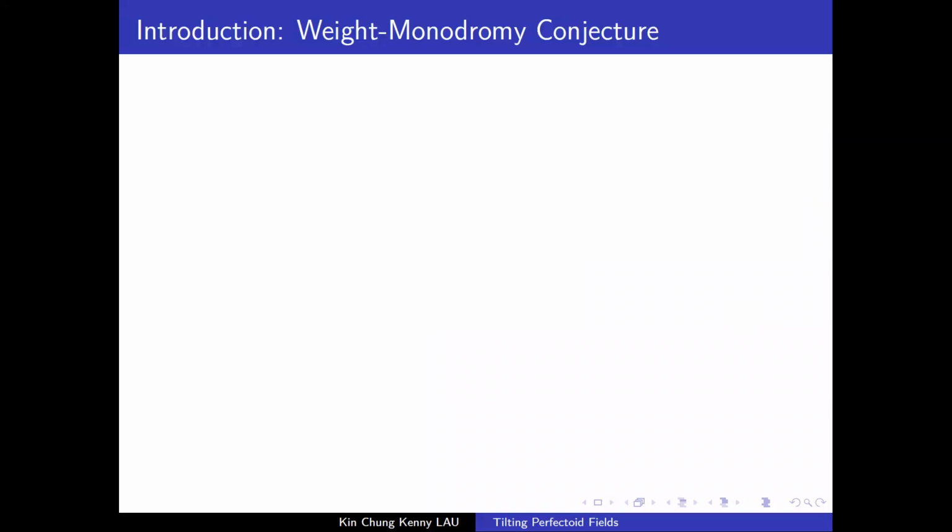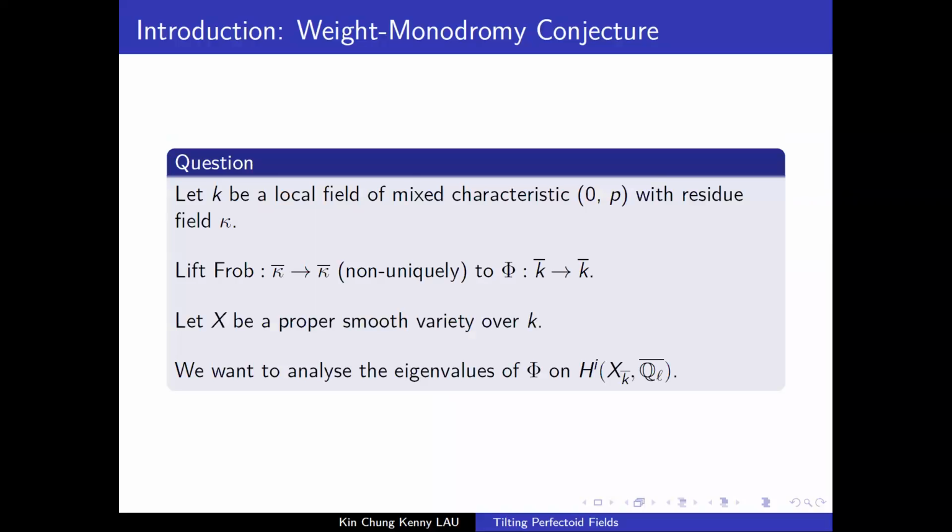So there's this weight monotony conjecture, which is a big thing. What does it say? Firstly, we are working over a local field K of mixed characteristic (0,p), and the residue field we will call kappa. For example, you can just pretend K is Q_p, the p-adic numbers, because that's the canonical example of a local field.